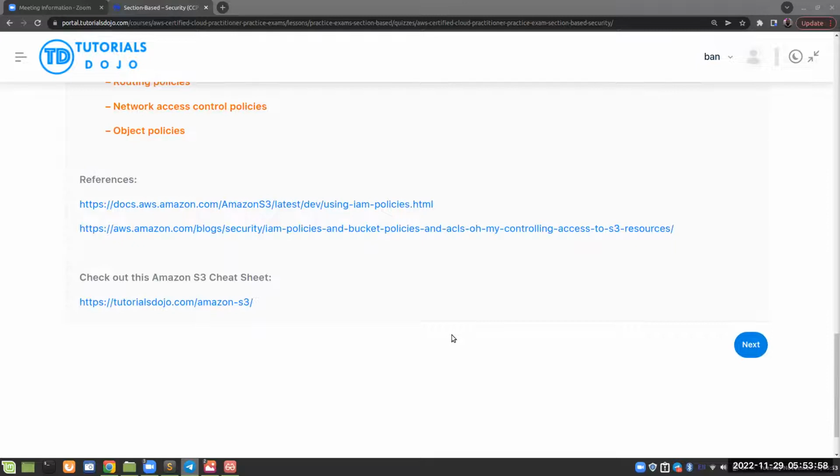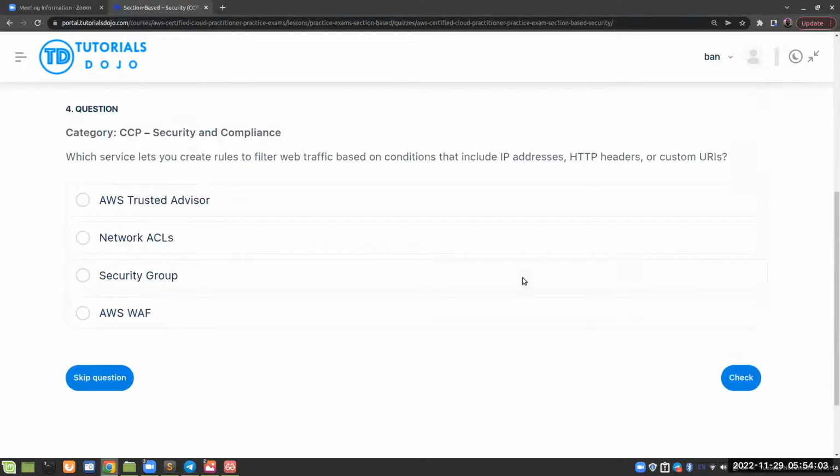So I'll move to, yeah, the next question, which is for you, Wada. Which service lets you create rules to filter web traffic based on conditions that include IP address, HTTP headers, or custom URIs? So this question is talking about what? What is the key point in this question? Creating the rules to filter web traffic conditions.